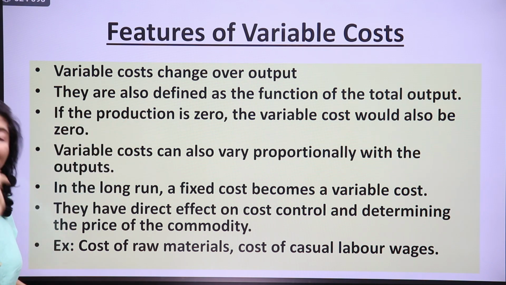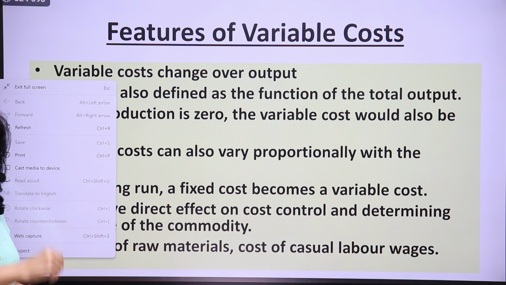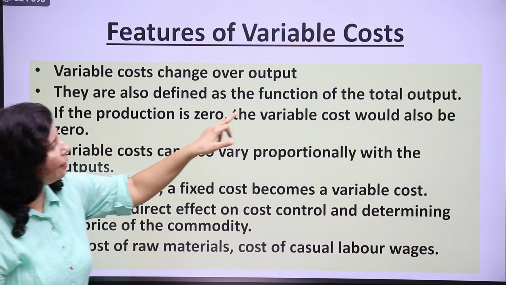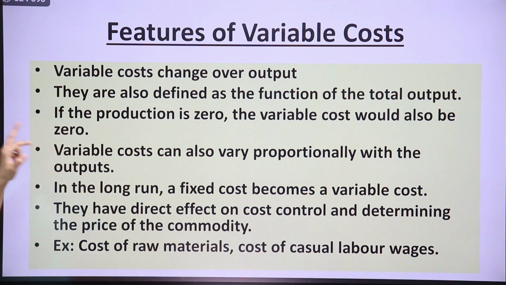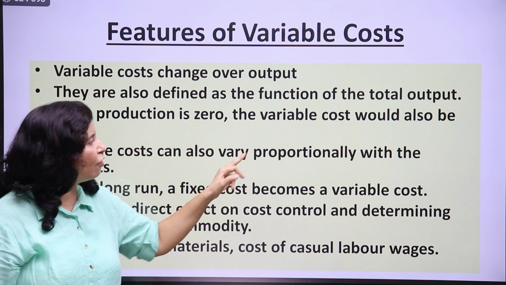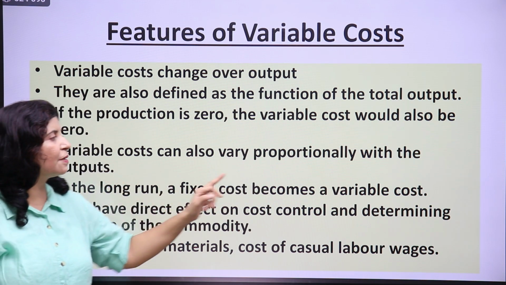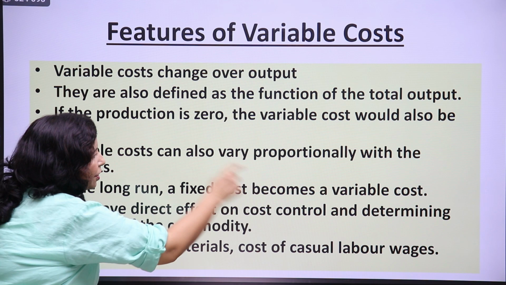Because with increase and decrease in output, your variable cost also increases and decreases. If the production is zero, the variable cost would also be zero. The variable cost can also vary proportionally with the output. In the long run, a fixed cost becomes a variable cost. This is important over here.